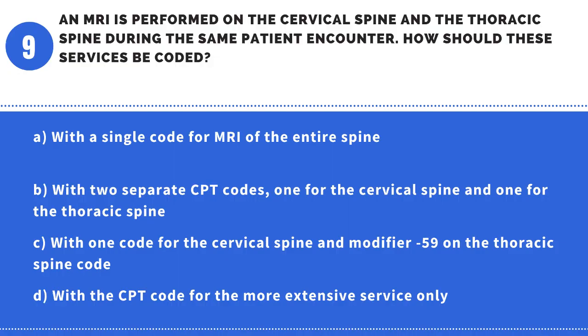Question 9. An MRI is performed on the cervical spine and the thoracic spine during the same patient encounter. How should these services be coded? A. With a single code for MRI of the entire spine. B. With 2 separate CPT codes, one for the cervical spine and one for the thoracic spine. C. With 1 code for the cervical spine and modifier -59 on the thoracic spine code. D. With the CPT code for the more extensive service only.